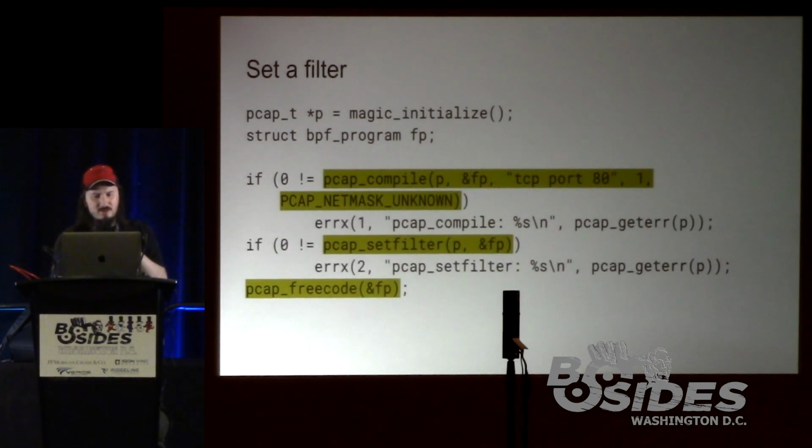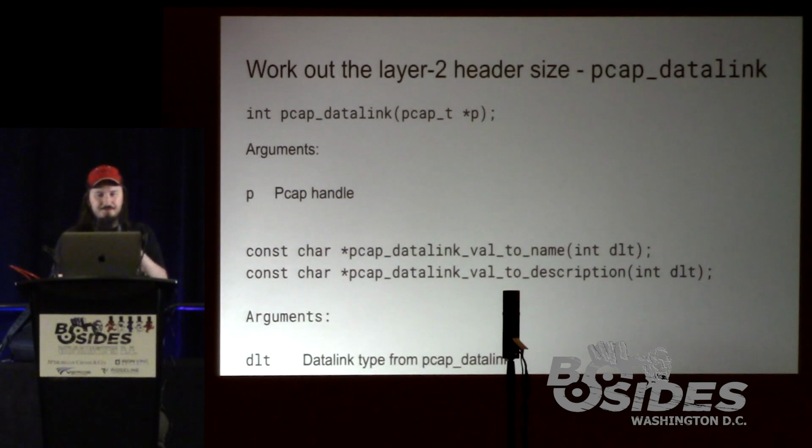This is what it looks like, so compile it. We'll just look at TCP port 80. You get layer 2 frames when you tcpdump, or excuse me, when you libpcap. So one of the things you have to do is figure out the layer 2 size. You almost never care about that. You might, but you almost never do.